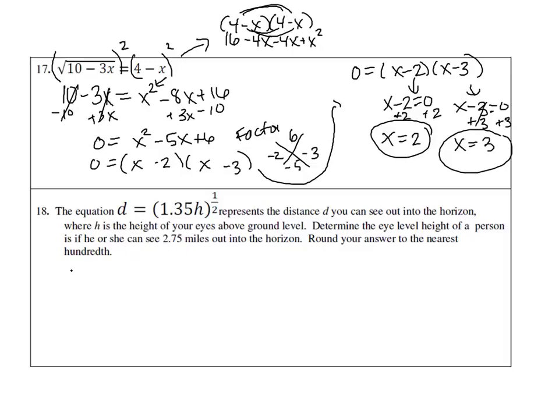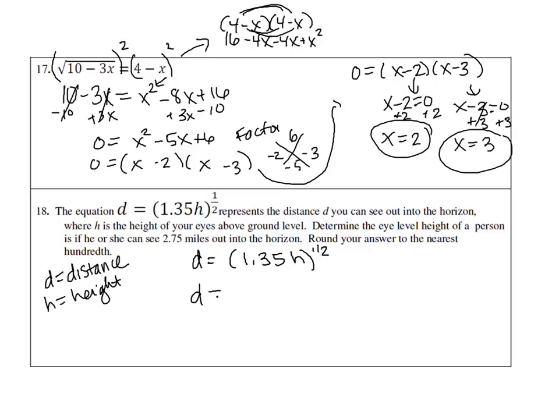And the last solving one is this. Remember, if you read closely, it says D is the distance and H is the height. So when I write my problem out here, again, it may make more sense to you. Remember, this is a root, so just rewrite the problem based on the way that we are used to seeing them. It says determine the eye level height of a person if he or she can see 2.7 miles out. So they are showing you in here that that is the distance.